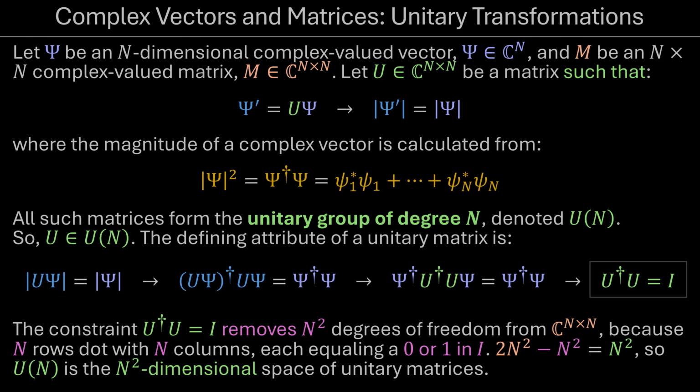And so the group of unitary matrices is actually like this compact manifold within the space of all n by n complex matrices. And we'll talk about that more later on when we get into the Lie algebra and the exponential map and all that good stuff.